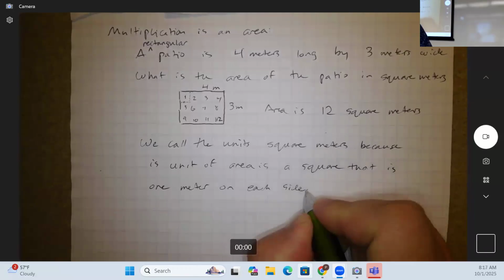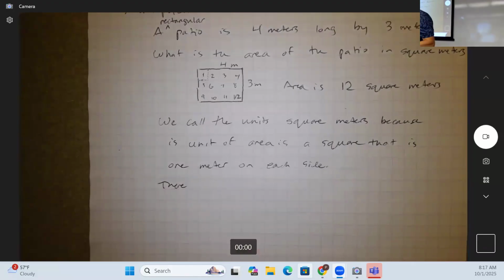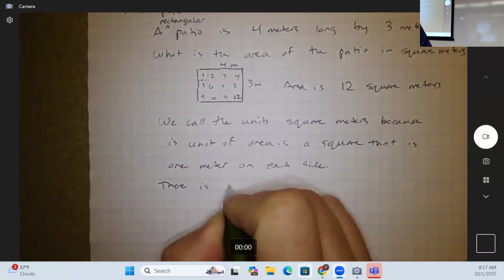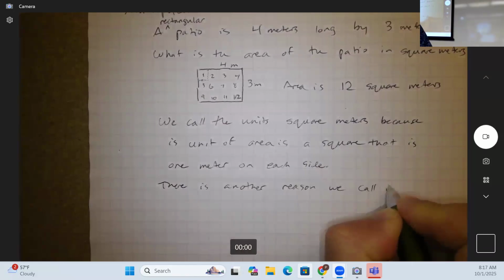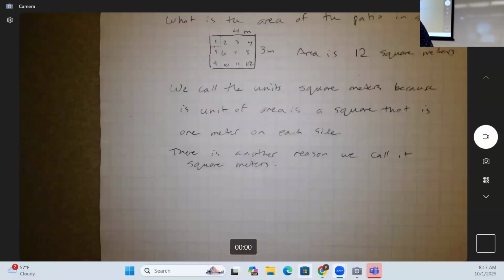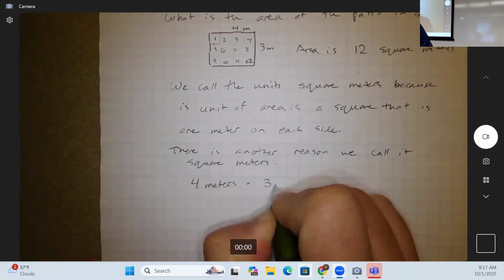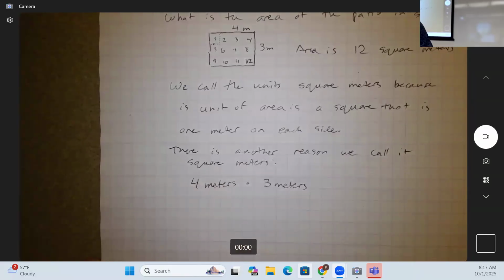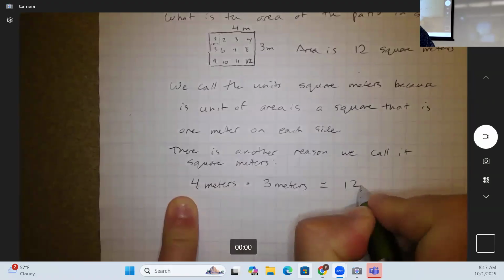Okay, so there's another reason we call it square meters though. And this is really important because this is going to apply when we're not just multiplying lengths by widths. Let me show you. 4 meters by 3 meters. If I think about what I'm doing, I'm multiplying the 4 by the 3. That gives me the 12.